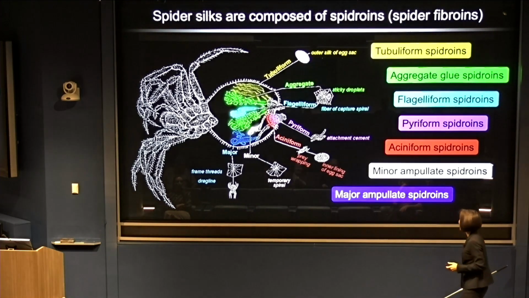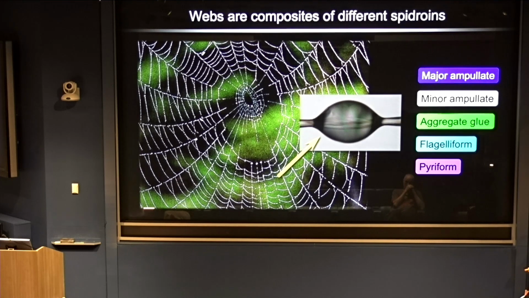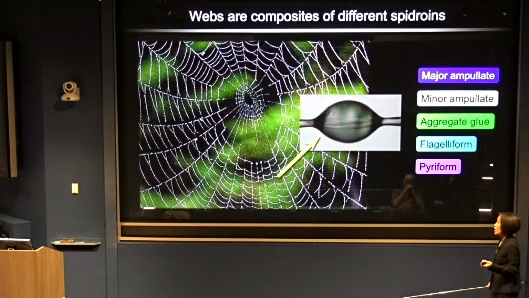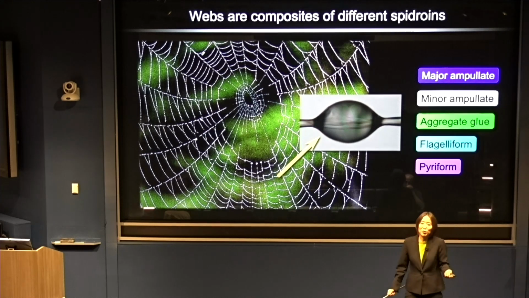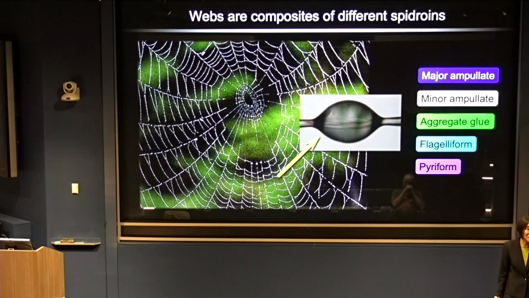So from these glands, starting with work done, I always think of it as the old school molecular biology, cDNA cloning methods, peptide analyses. From that kind of work, we've identified spidroins. So again, this unique family of proteins, we've identified spidroins that are highly expressed in each of these gland types. And webs are composites of different spidroins. So when you see a web, it's not just like, oh, that's the web spidroin. So for this web right here, 5 types of silk glands were needed to make this web.